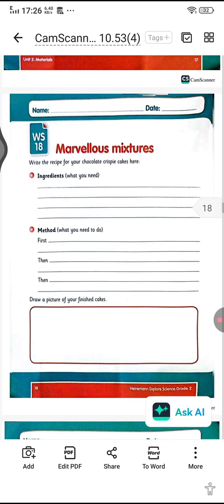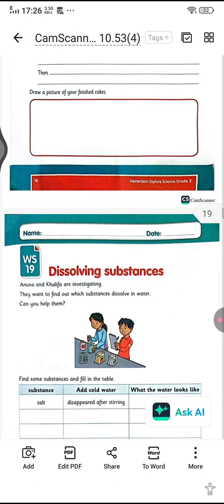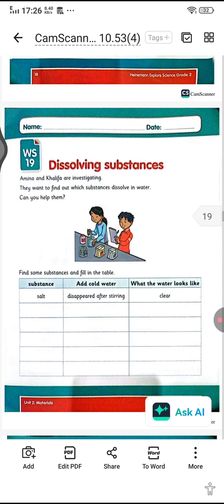And then draw the picture of your cake and decorate it very well according to your imagination of your birthday cake. Worksheet number 19 is dissolving substances. Amna and Khalifa are investigating. They want to find out which substance dissolves in water. Can you help them?